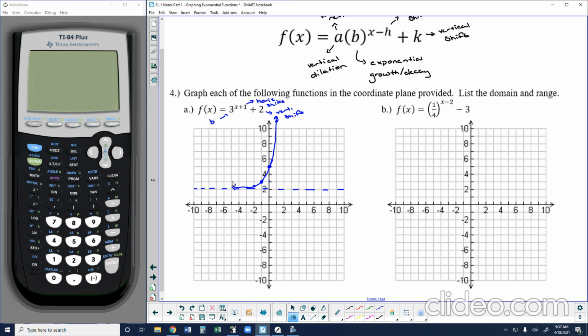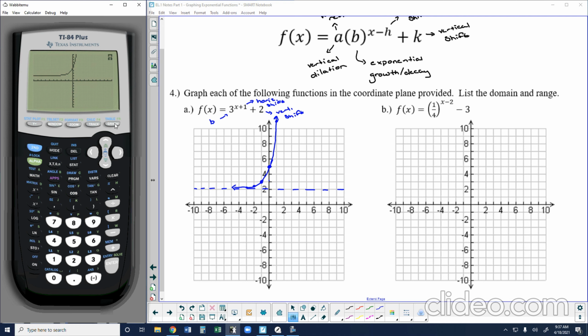We can also graph these with a graphing calculator. So if I were to go to my graphing calculator and clear out everything that is listed, I could type in this new function and then take a look at my graph. And here we see the function to the left. It's approaching that horizontal asymptote. And then we have that exponential growth that we see here in the picture.